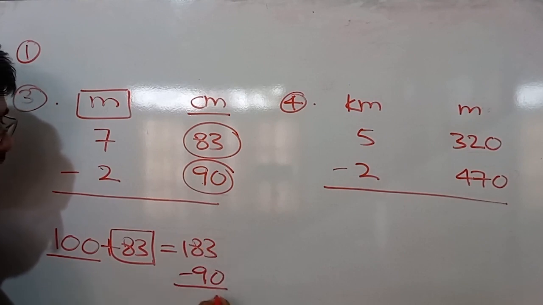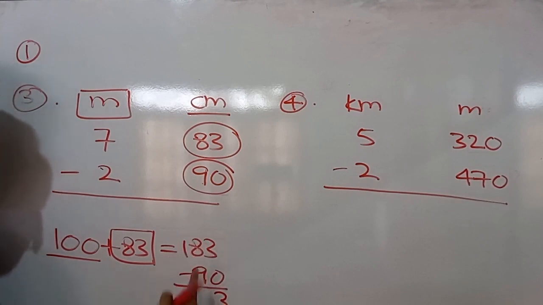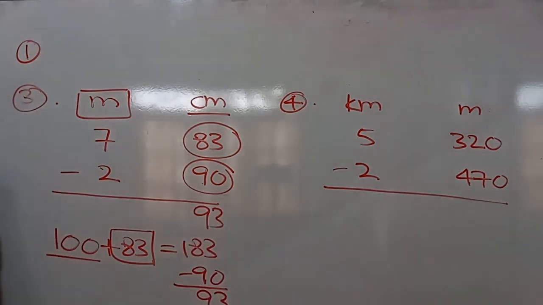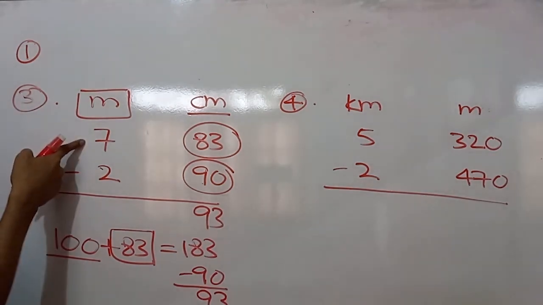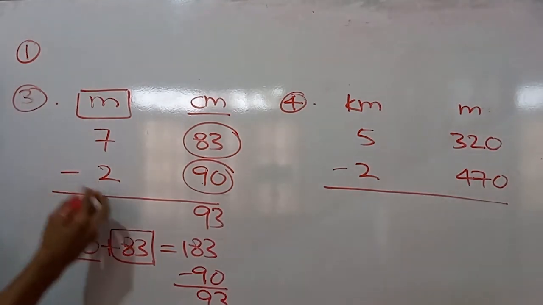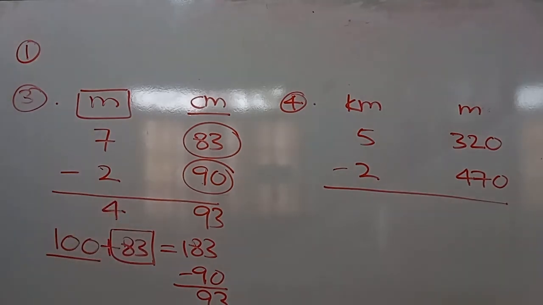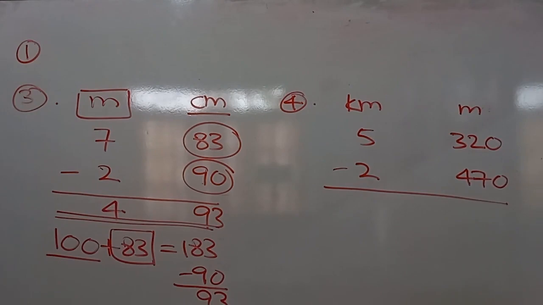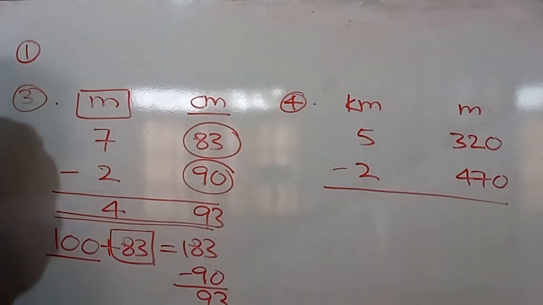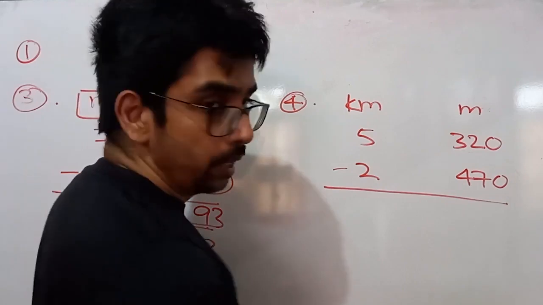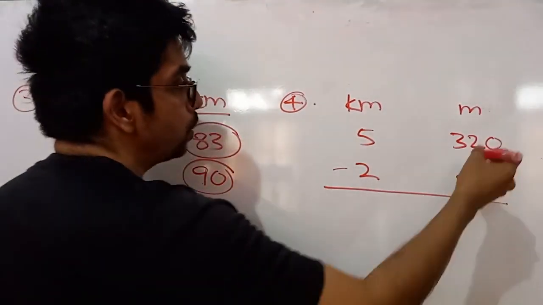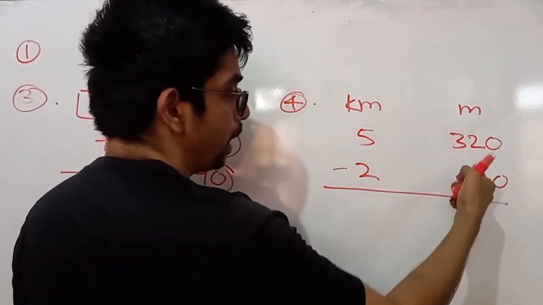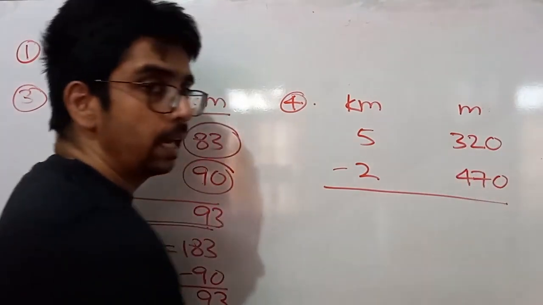Okay? 3 minus 0, we know that's a 3. 8 minus 9 we can't do. 18 minus 9 we know that's a 9. Now here the remaining digit will be 6. 6 minus 2 we know that's a 4. So what will be the answer? 4 meters and 93 centimeters. Okay, moving on to the next portion. Next question. So here also we know we cannot subtract 470 from 320.